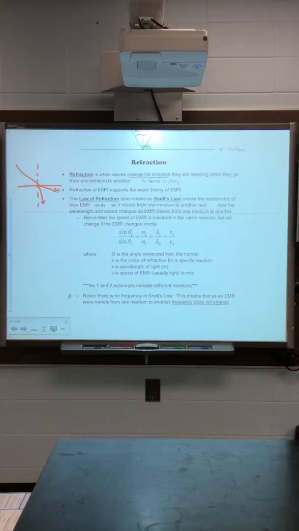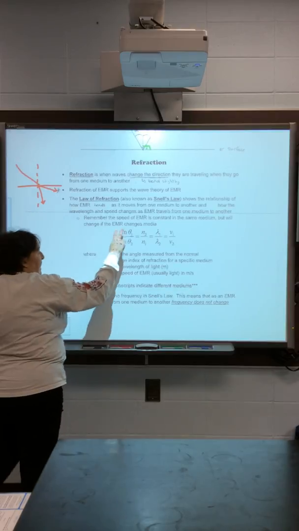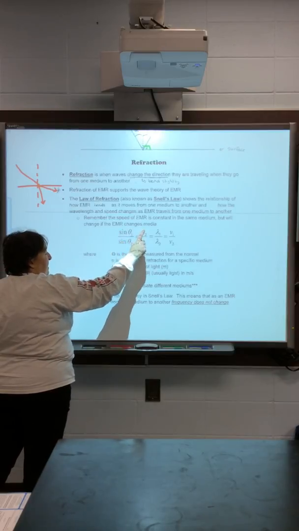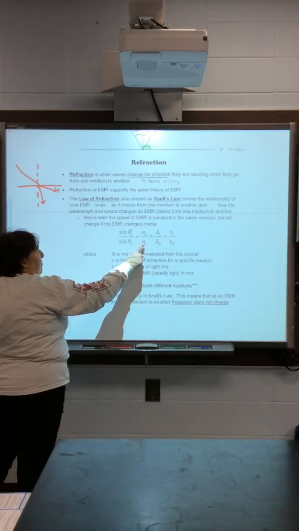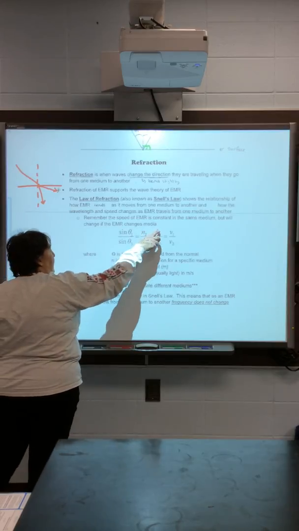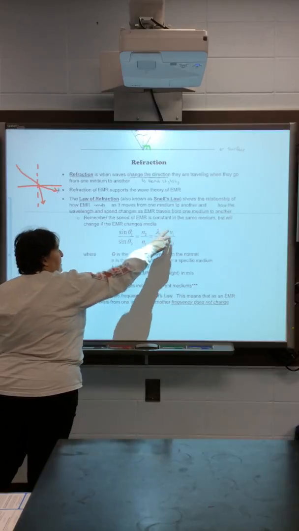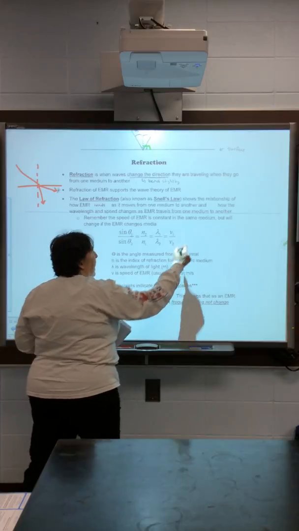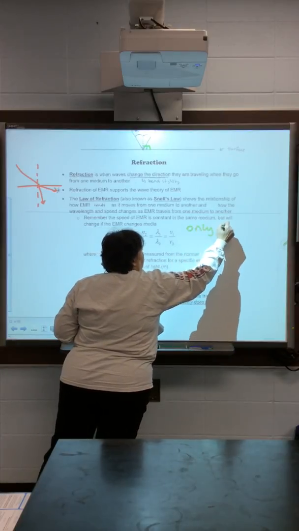The law of refraction is also called Snell's law, which you'll be looking at tomorrow in a simulation. And it looks at the relationship of how EMR bends as it moves from one medium to another. And so it looks at the angle that it comes in at versus the angle that it's coming out at. It looks at the index of refraction of the second medium over the first medium. It looks at the relationship of two wavelengths, and it looks at the relationship of two velocities. And at any given time, you're going to only compare two.